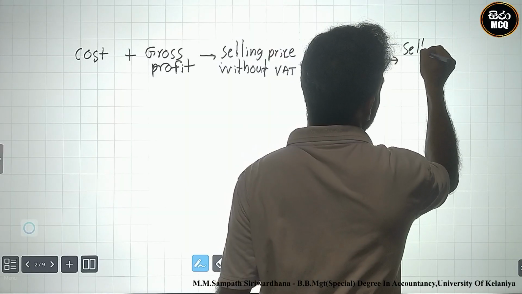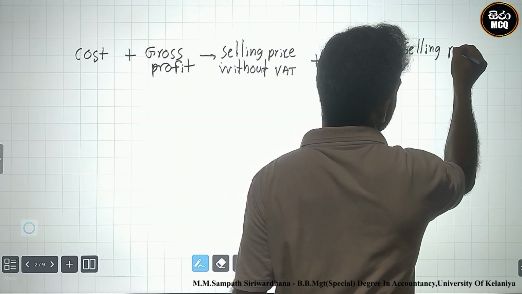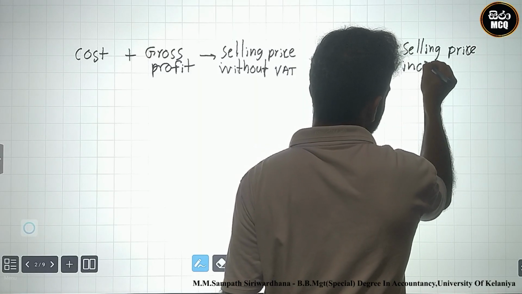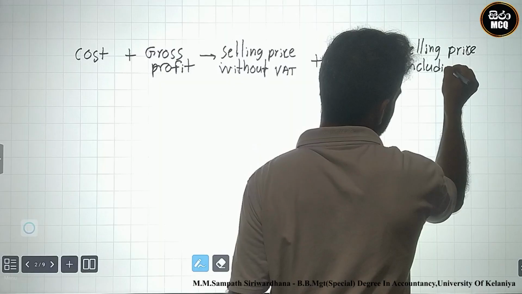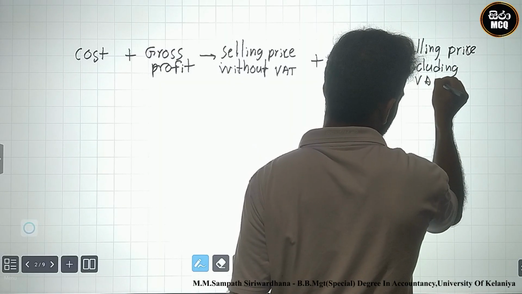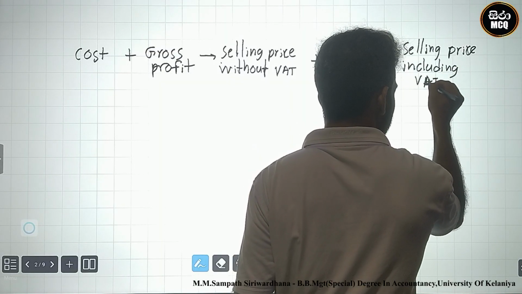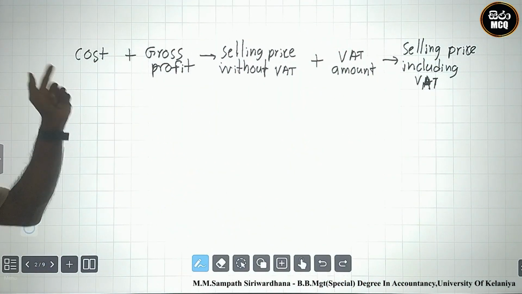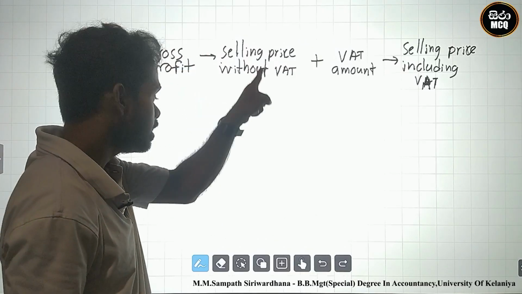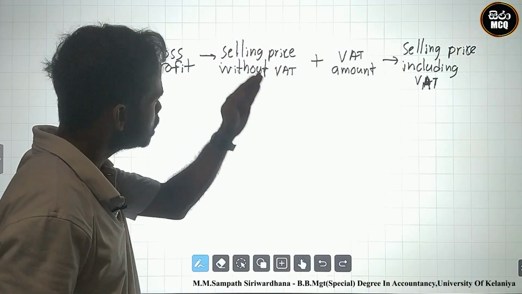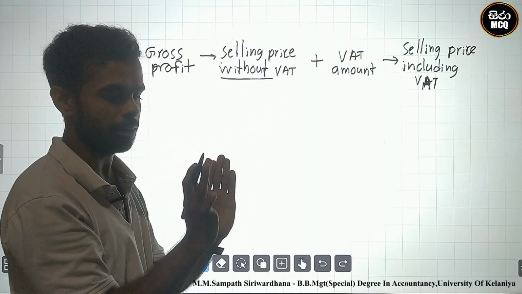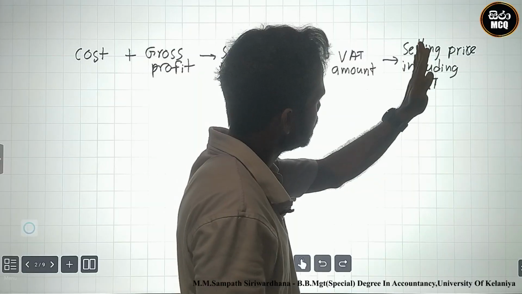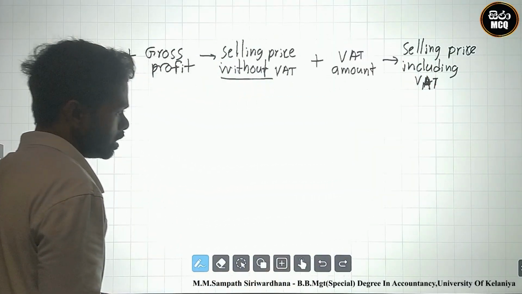Selling price including VAT. Firstly, we must fill in this schedule. Look here: cost plus gross profit. The next point is selling price without VAT, no VAT there. Plus VAT amount, next point, and selling price including VAT.